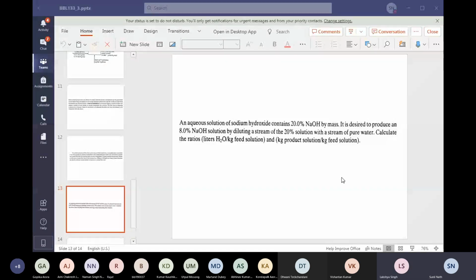Sir? Yeah. So can't we take the mass of aqueous solution of NaOH as 1 kg and then proceed? Yeah, 1 kg, 100 gram. Generally, I prefer a number of 100 rather than 1. Otherwise, every time fractions come. Something like a total feed solution of 100 kg or 100 grams, whatever, depending on the unit you want, would be a good basis.